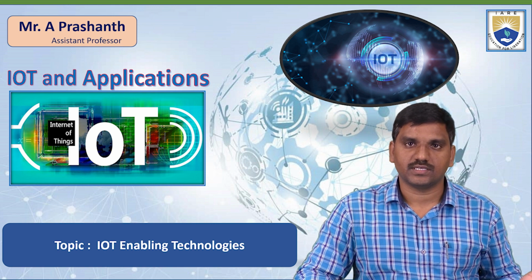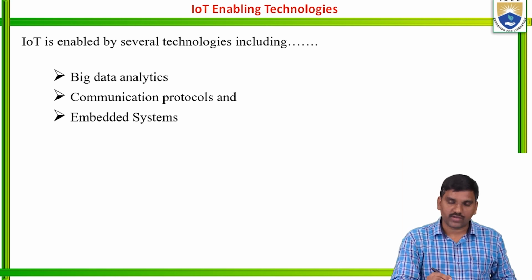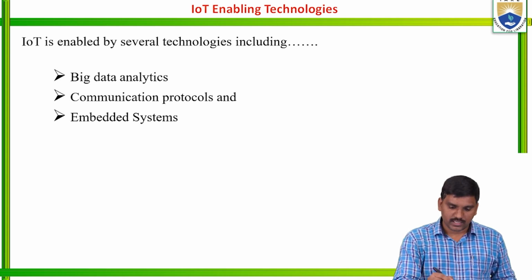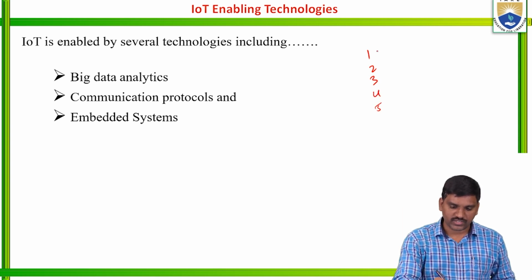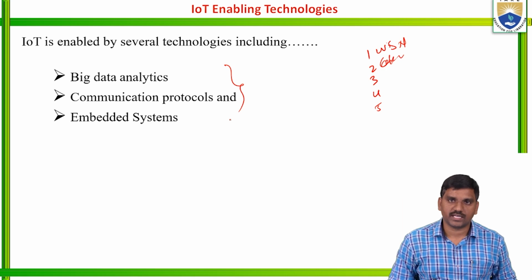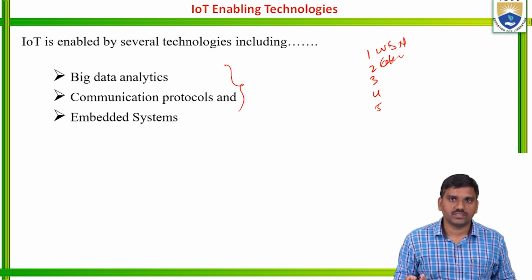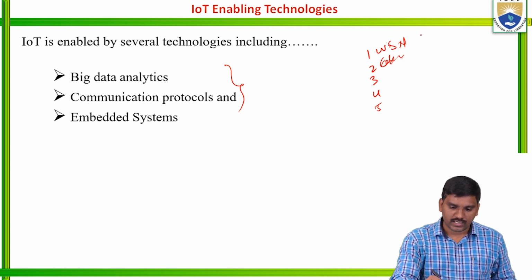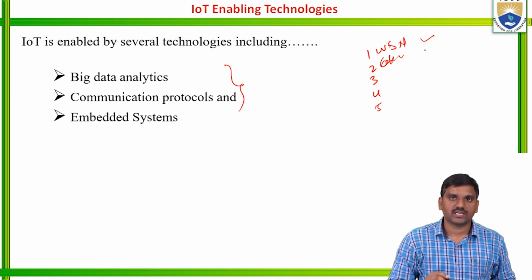Up to the last session, we have discussed IoT enabling technologies. In total, we have 5 types of IoT enabling technologies as per our syllabus. The first 2 are wireless sensor network and cloud computing, and the remaining 3 are big data analytics, communication protocols and embedded system. In the last session, we covered the first 2: wireless sensor network and cloud computing.